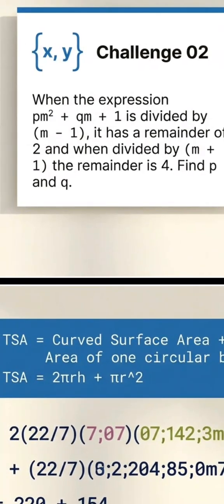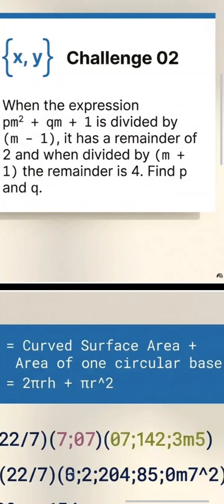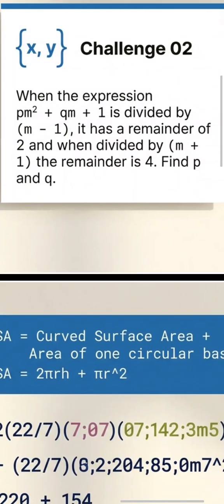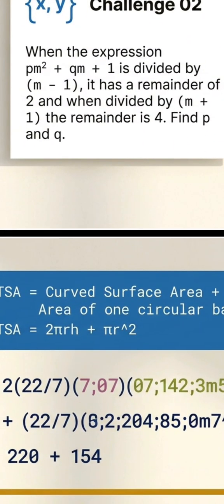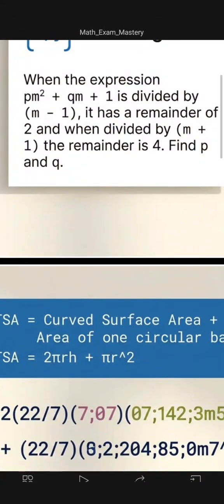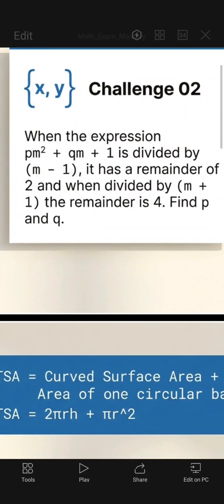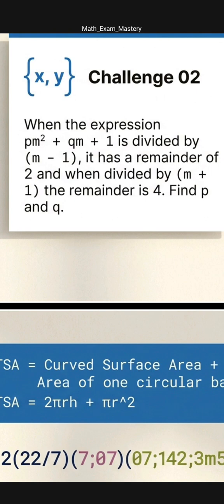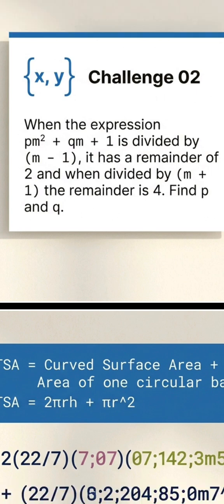When the expression p m square plus q m plus 1 is divided by m minus 1, it has a remainder of 2. And when divided by m plus 1, it has a remainder of 4. We are asked to find p and q. That question links polynomial with simultaneous equation, and in solving, it is substitution and the linear equation, which leads to simultaneous equation.